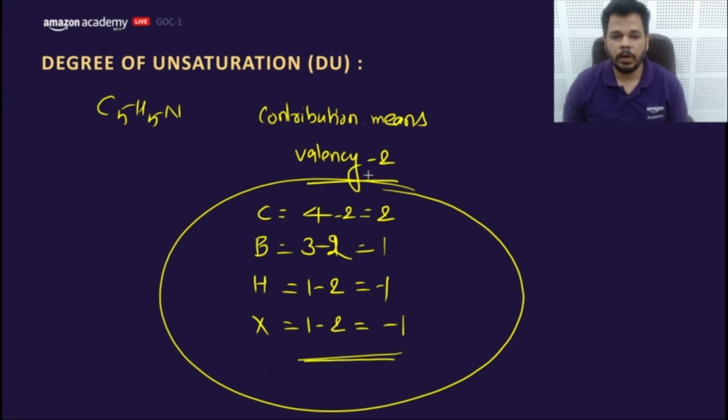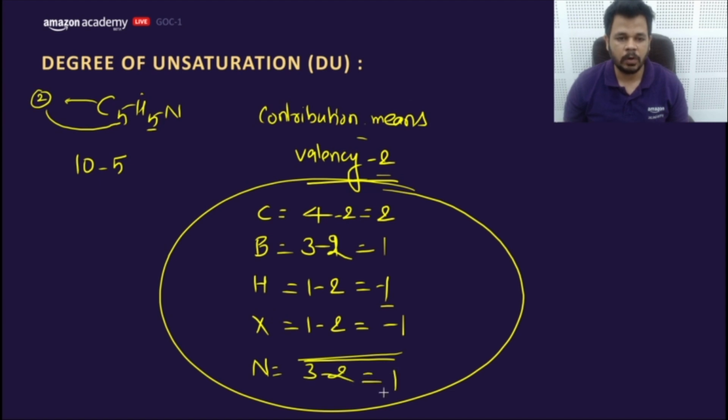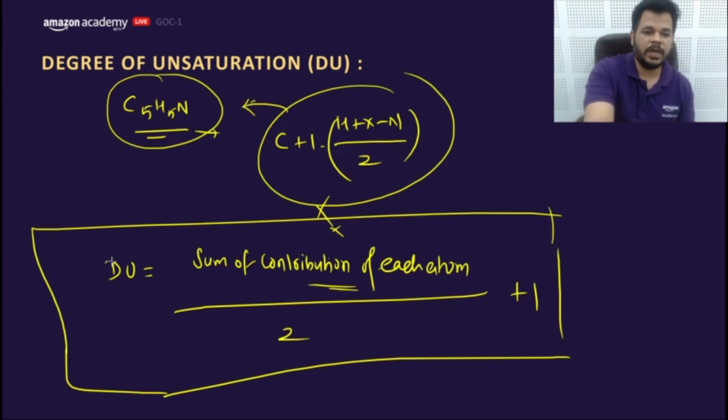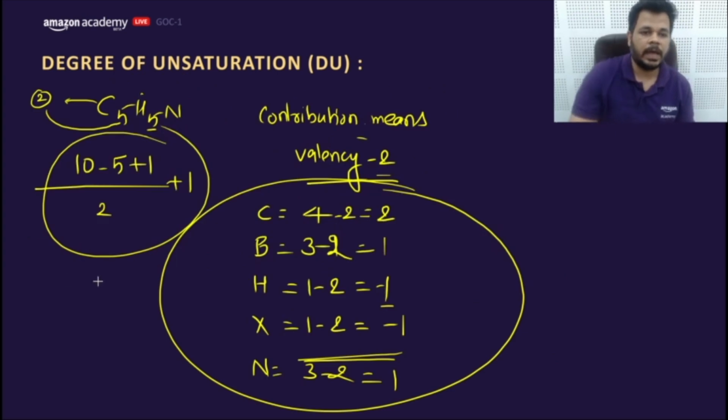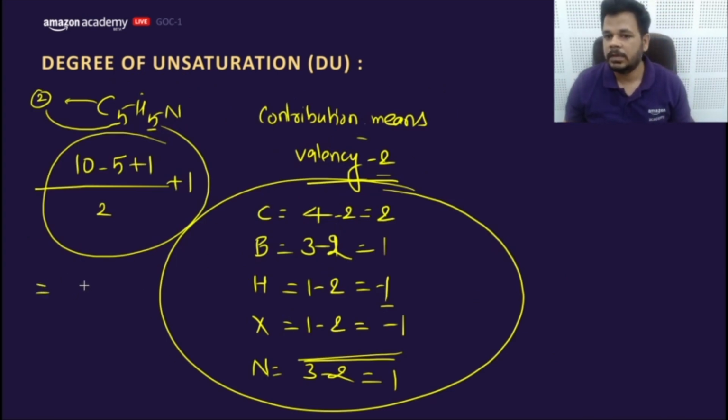This is the contribution of each atom. You need to calculate like this. Carbon has contribution of 2 into 5, that means 10. Hydrogen has contribution of minus 1 into 5, that means minus 5. Nitrogen, valency 3 minus 2, that means contribution is 1. So 10 minus 5 plus 1 divided by 2 plus 1. This is the formula which we are going to use. Here, X means halogen.